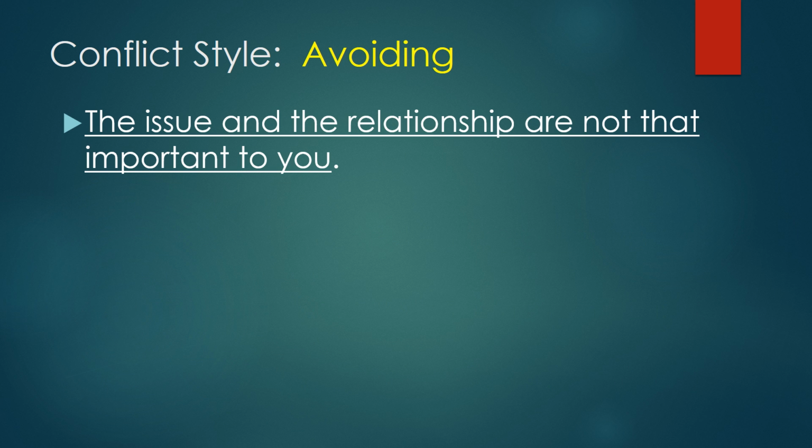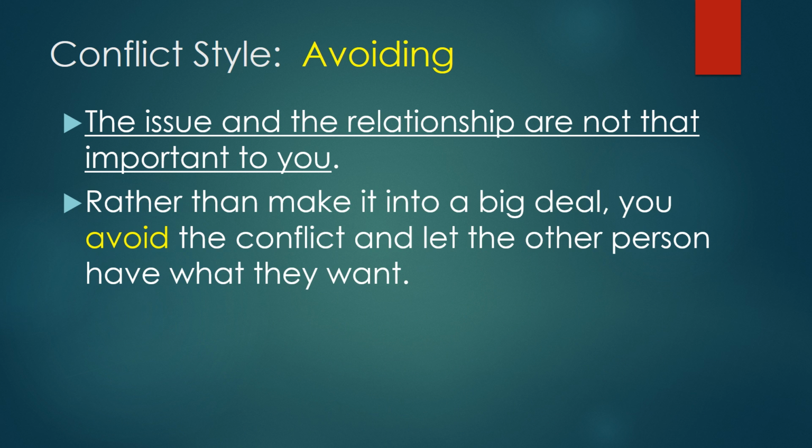So breaking it down a little bit more, the issue and the relationship are not that important to you. So you would use avoiding if the person you're in conflict with isn't that important to you and the issue is not that big of a deal to you. Rather than make it into a big deal, you avoid the conflict and you let the other person have what they want. You give in a bit. Is it ideal? Probably not, but is it worth getting into a big hustle over this issue that isn't that big of a deal? Probably not as well.